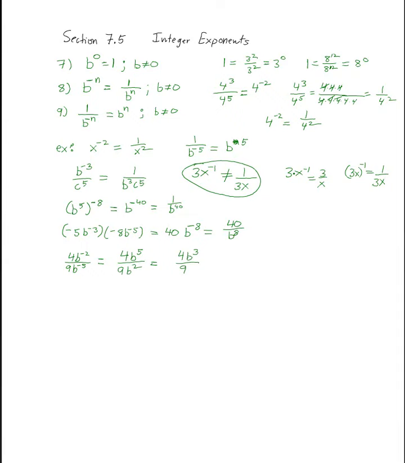All right, here's the alternative way to do this one. 4b to the negative 2 over 9b to the negative 5. My subtraction rule still works. I can take and subtract my powers. I could go negative 2 minus negative 5. Minus 2 minus negative 5 is minus 2 plus 5. That's 3. So this becomes 4b cubed over 9, and I've done it in one step.